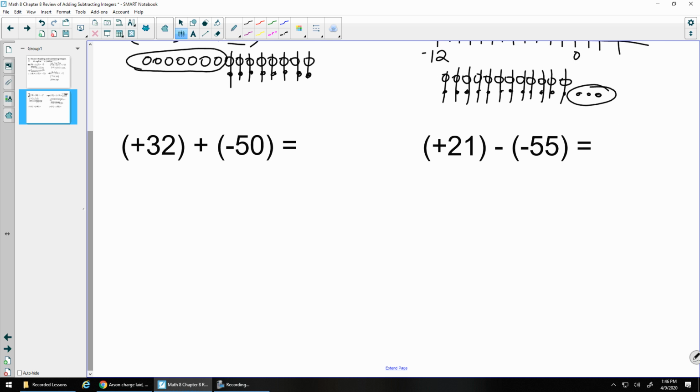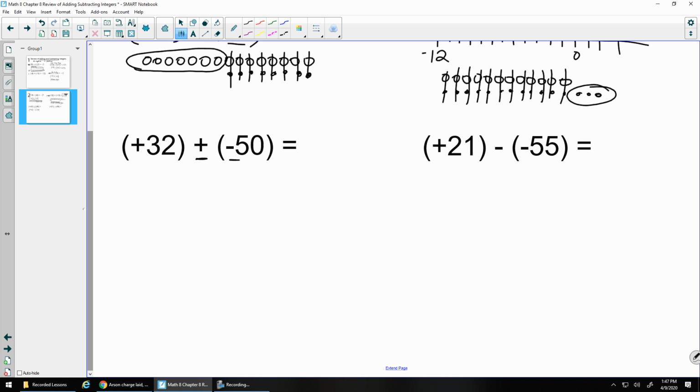Scroll down. I have positive 32, and I'm adding a negative 50. You could actually change it, and you get positive 32, and you're subtracting positive 50. Maybe for some of you that's easier to think. Either way, if you're adding a negative or you're subtracting a positive, your answer is getting smaller. If you add a negative person to your group, it gets more negative. If you take away a positive person from your group, it becomes more negative. So either way, we're going to be getting smaller by 50 from 32.